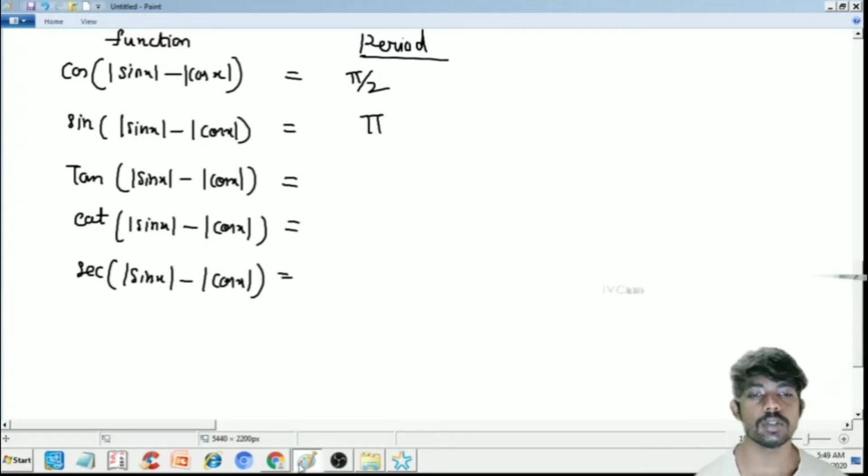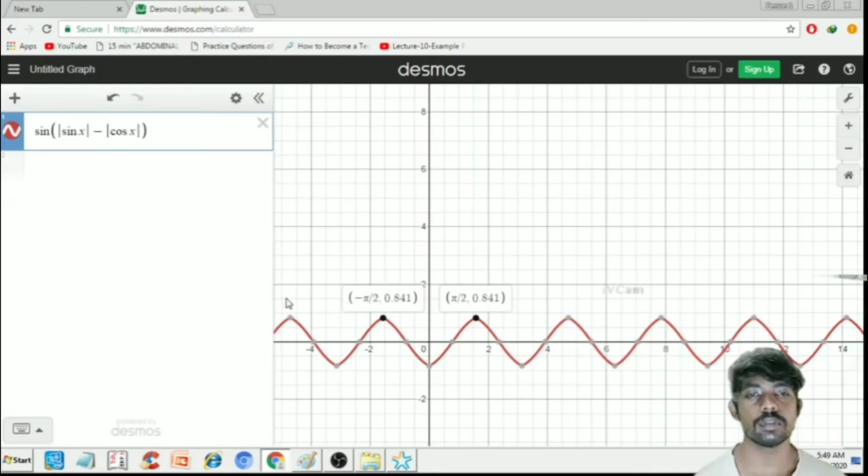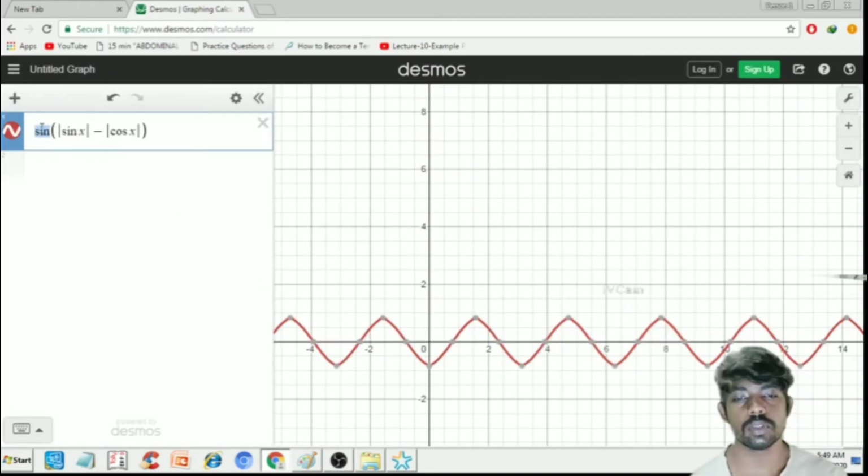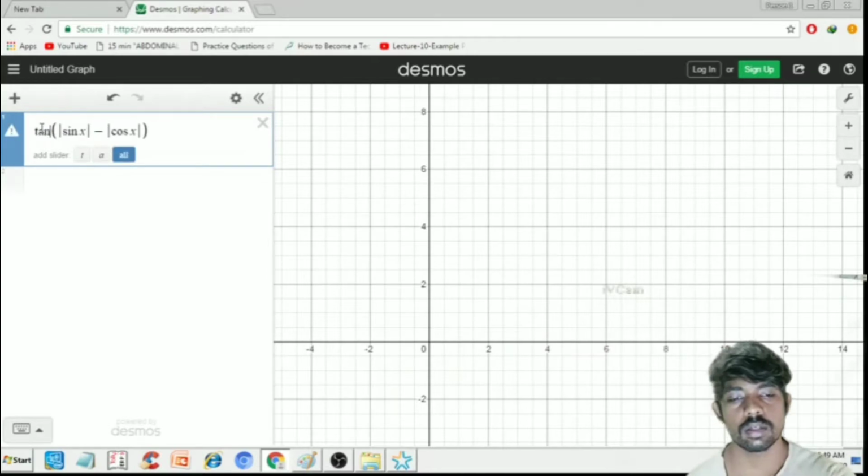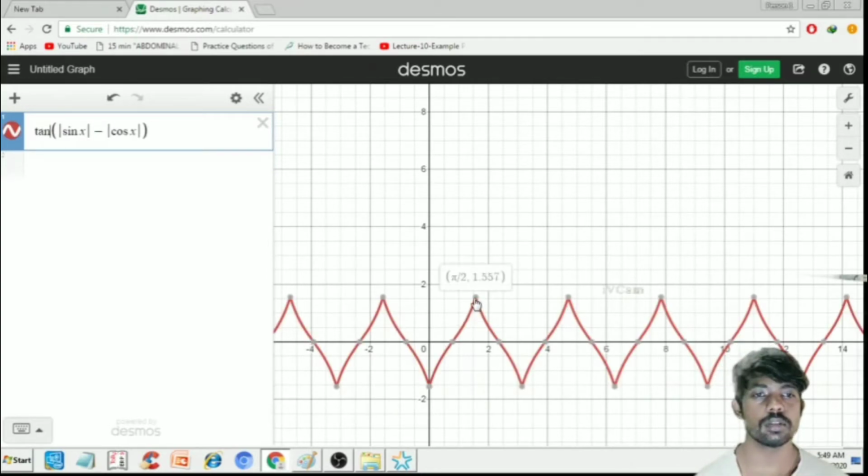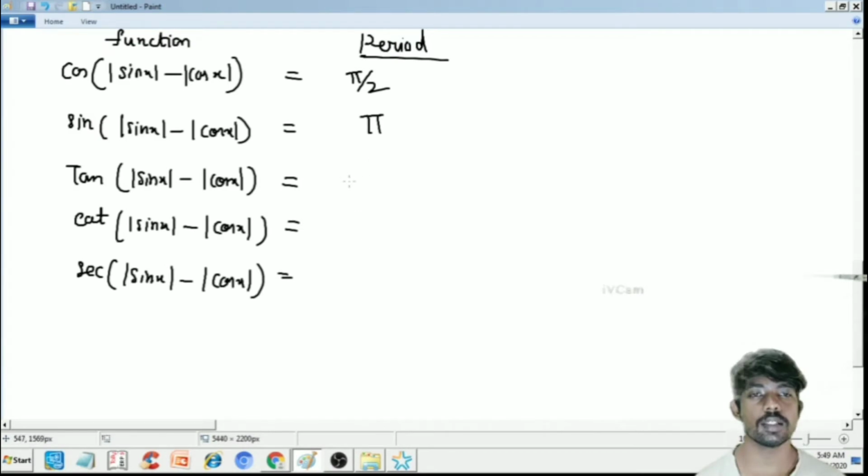Next, tan is also the same. Just a minute, let me show you. Tan goes from minus pi by 2 to pi by 2 only. Hence the period is pi only. So there is no change. Hence we can write it as pi.